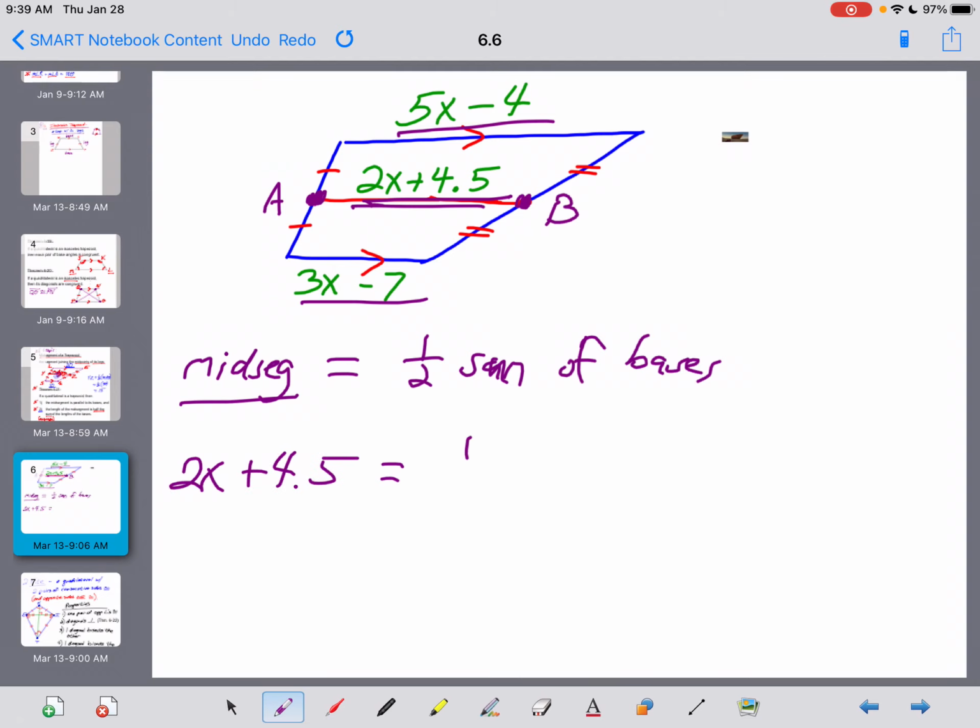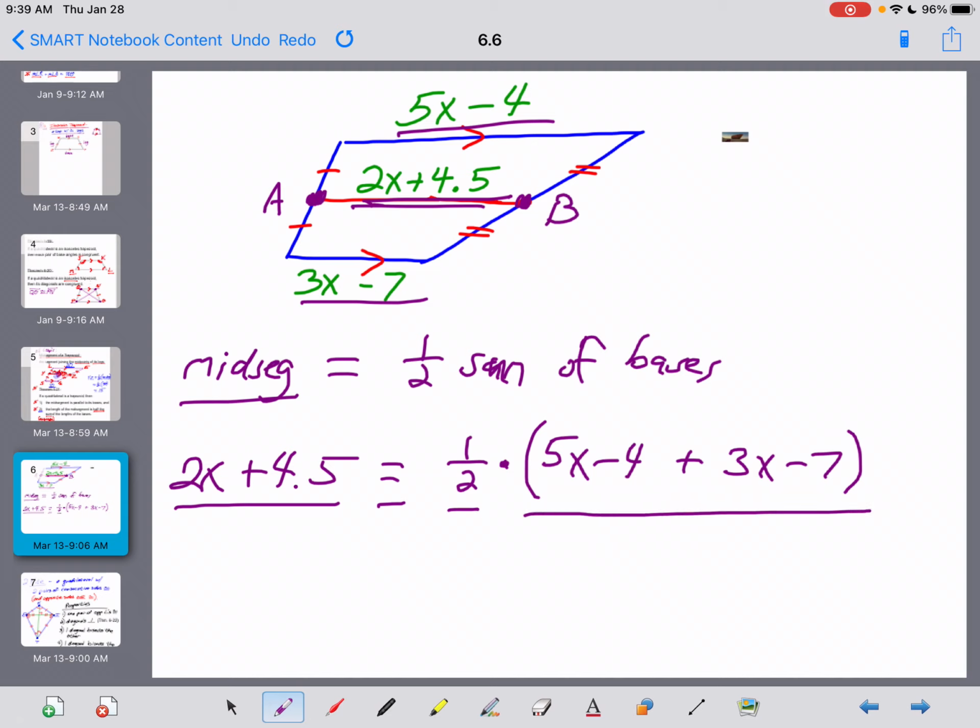And that equals 1/2. When you see the word of, everybody, that always means multiply, and with a sum, I'm going to need parentheses. One of my bases is 5x minus 4, and I'll add that to my other base, which is 3x minus 7. That's our equation setup, guys. The length of the midsegment is 1/2 of the sum of your bases.